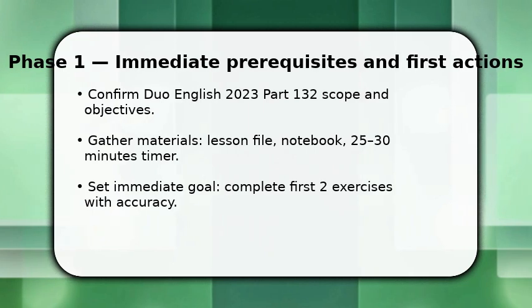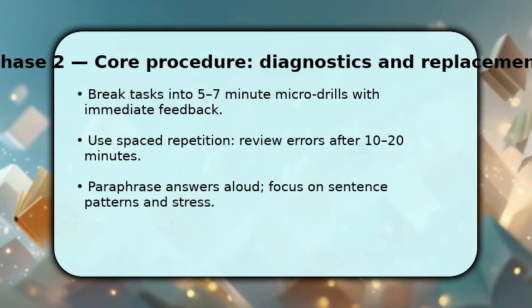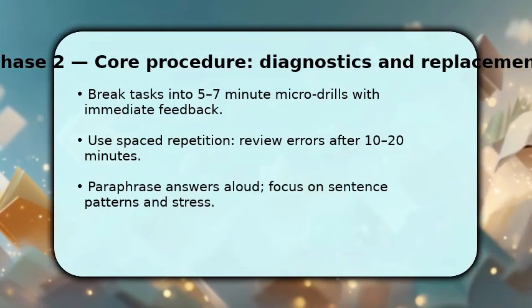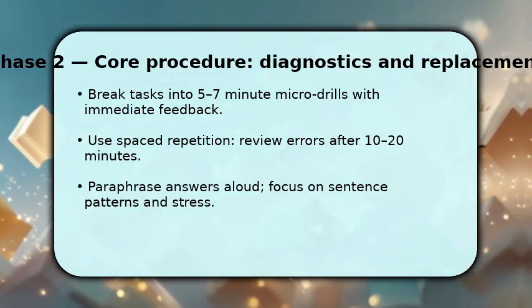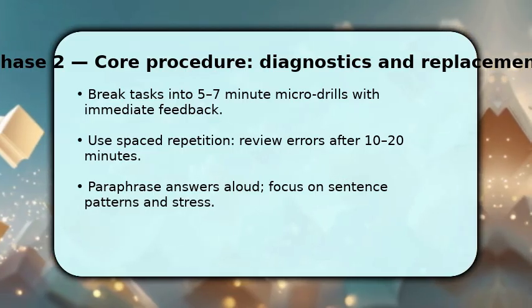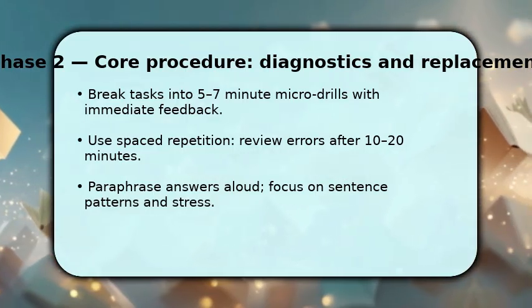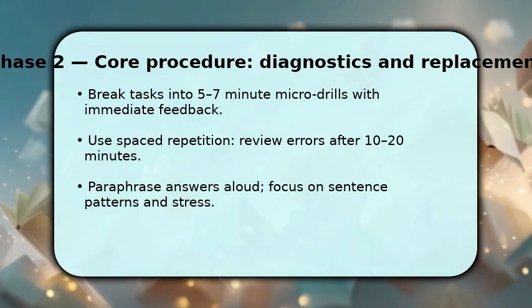Once done with the opening exercises, move into targeted drills. You alternate 5 7-minute micro drills on grammar, vocabulary, and comprehension. After each drill, check answers and record mistakes. Then, use a 10-20-minute spaced review to re-expose yourself to errors.